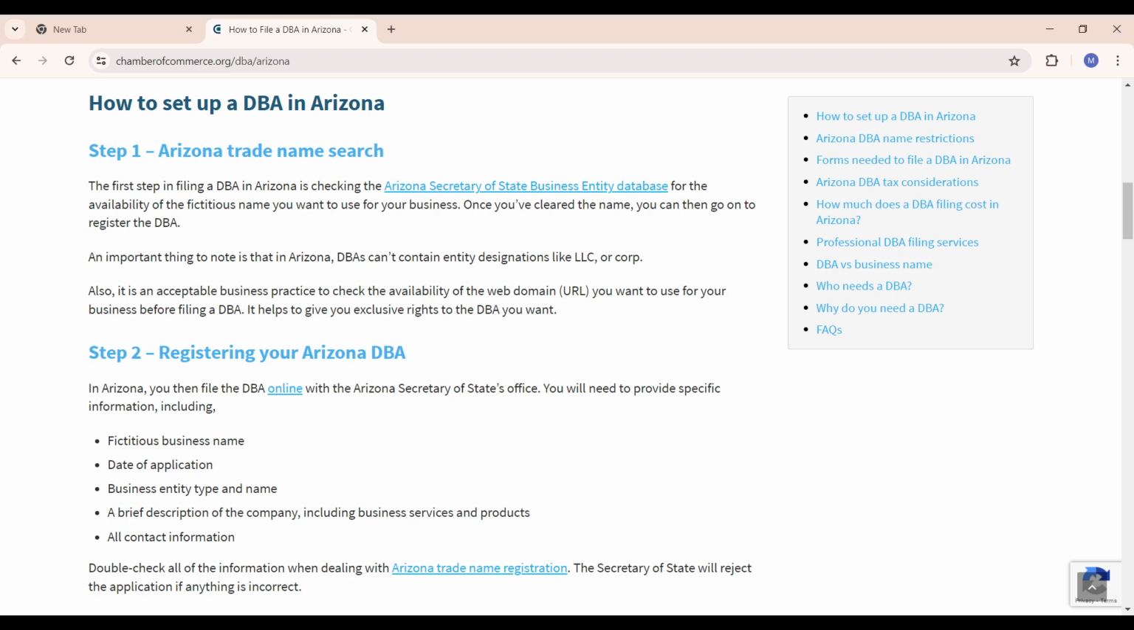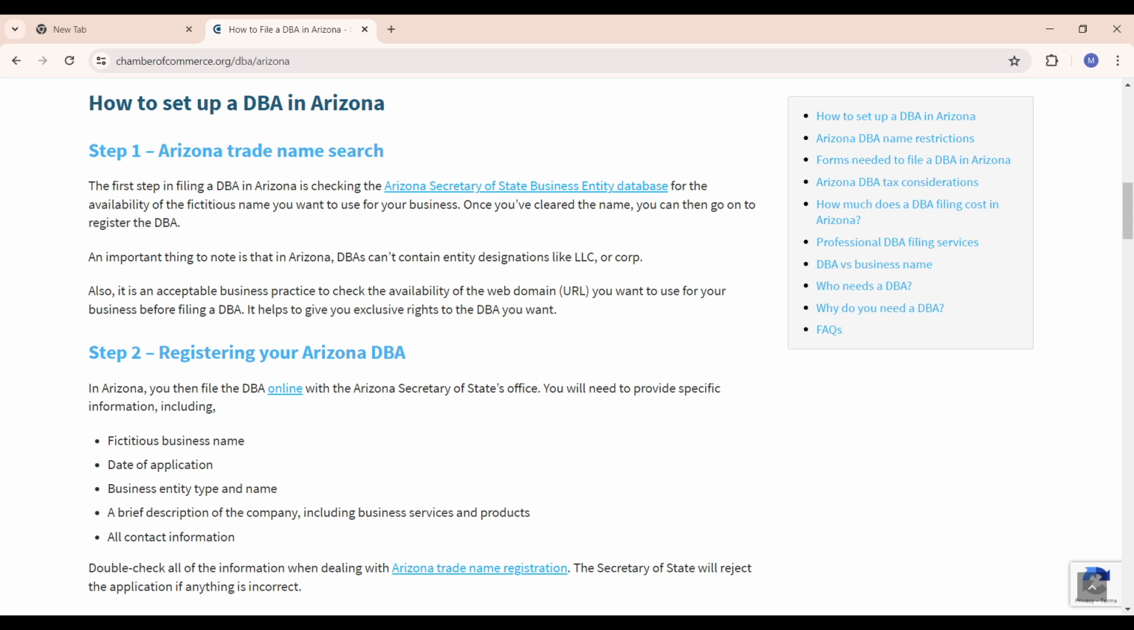Now the first step in applying for a DBA in Arizona is to conduct an Arizona trade name search. The first step, like I mentioned, is checking the Arizona Secretary of State Business Entity Database for the availability of the fictitious name you want to use for your business. Once you've cleared the name, you can then go on to register the DBA. An important thing to note is that in Arizona, DBAs can't contain entity designations like LLC or Corp.